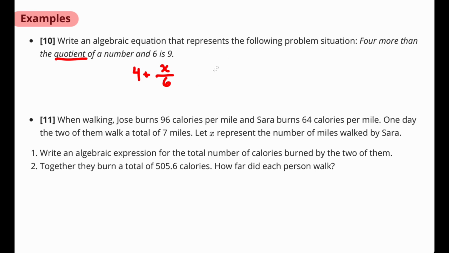Is, well, to translate is from English to math is just equals. So we're just putting an equal sign there and then write 9. So that's basically the answer for number 10. 4 more than the quotient of a number and 6 is 9. And it just says write the equation so we don't actually have to solve. Now if you wanted to, obviously you could solve. It's really similar to the problems we were just doing, so it shouldn't be a problem.